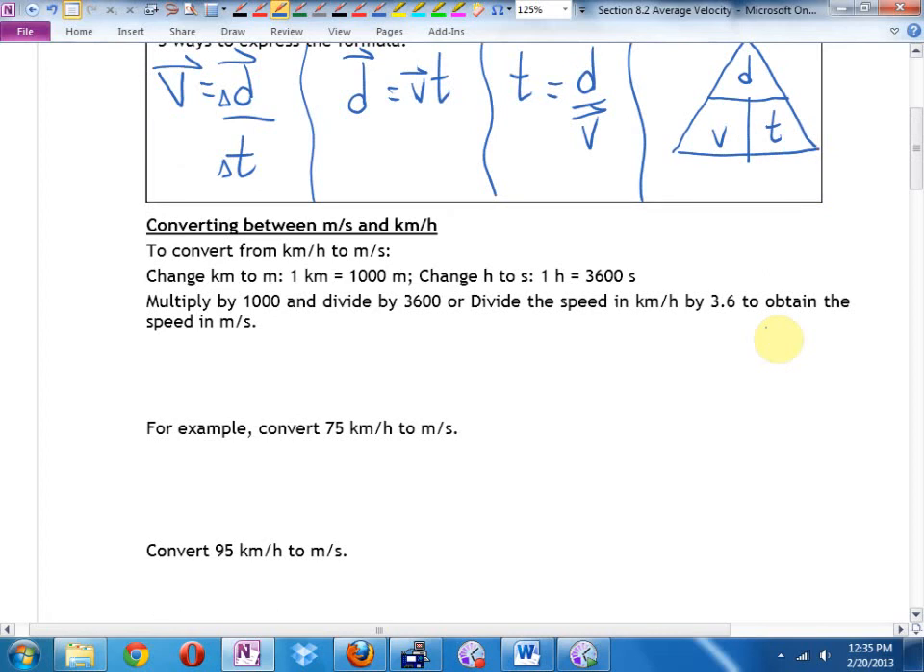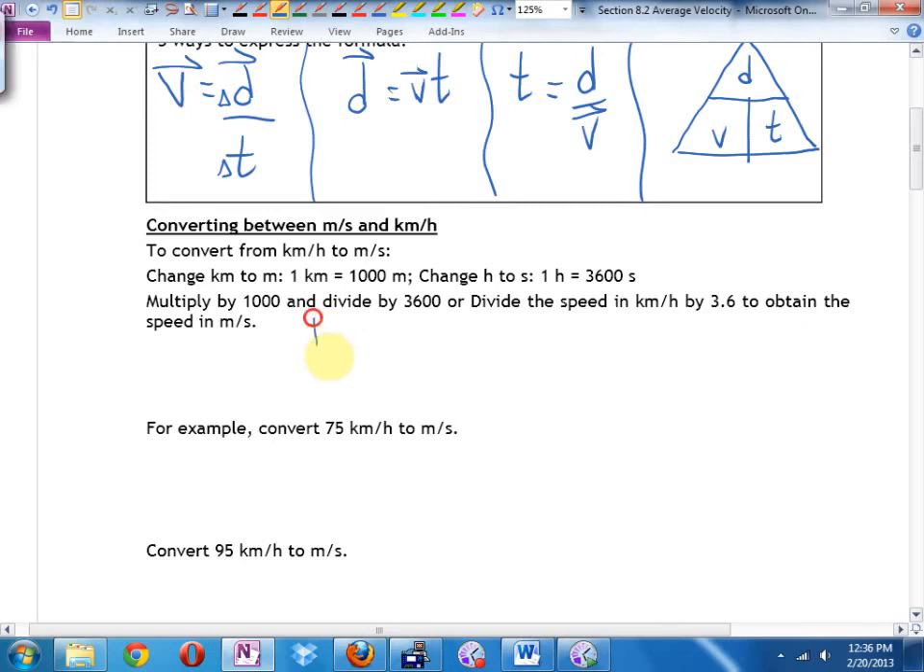Also, we talked about converting from kilometers per hour to meters per second. Do you remember how to do that? Okay, it has something to do with 3.6. That part is worth memorizing. Divide or times. Here's how I remember. What's bigger, kilometers or meters?